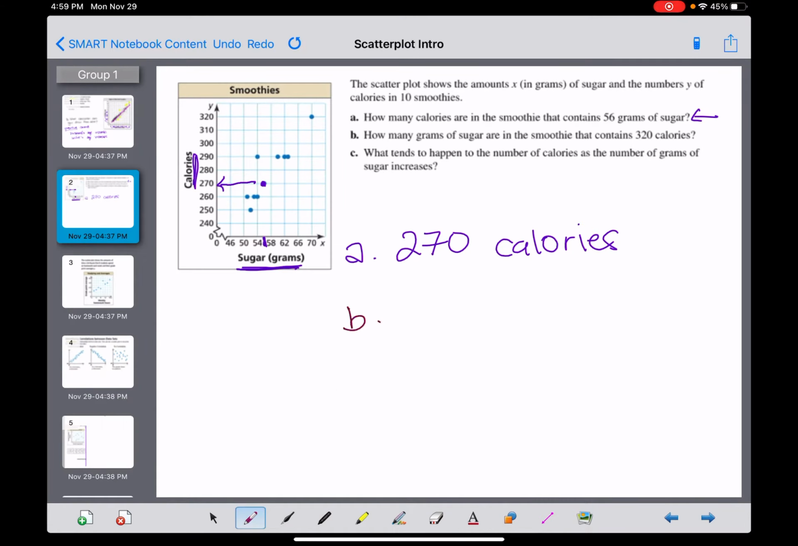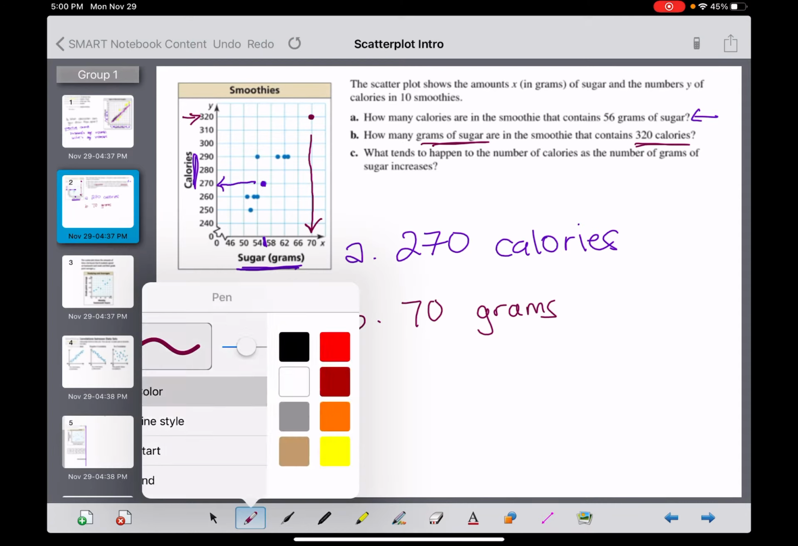Question B, how many grams of sugar are in a smoothie that has 320 calories? So now we're starting with our 320 calories. So I'm going to find my coordinate or the data point that has 320 and then go down to see how many grams of sugar. So it has 70 grams of sugar.